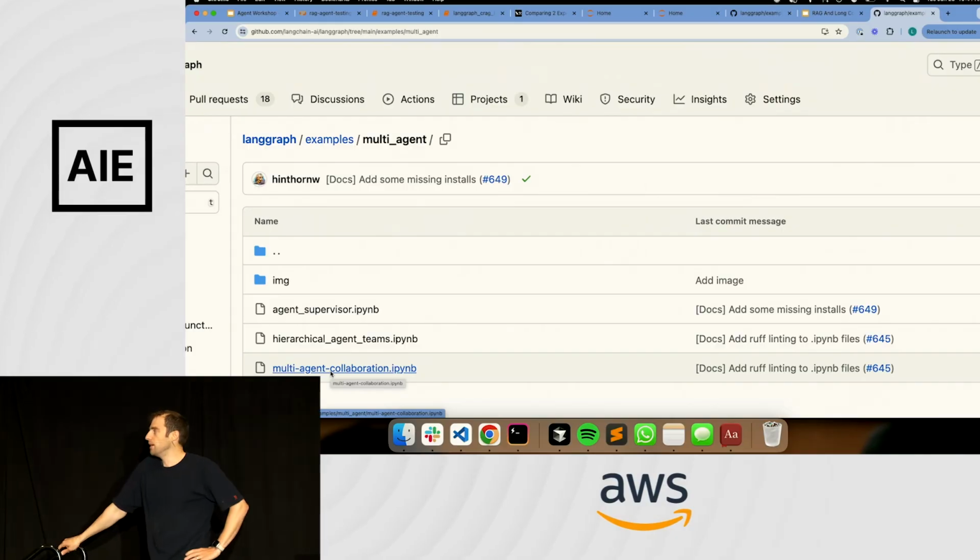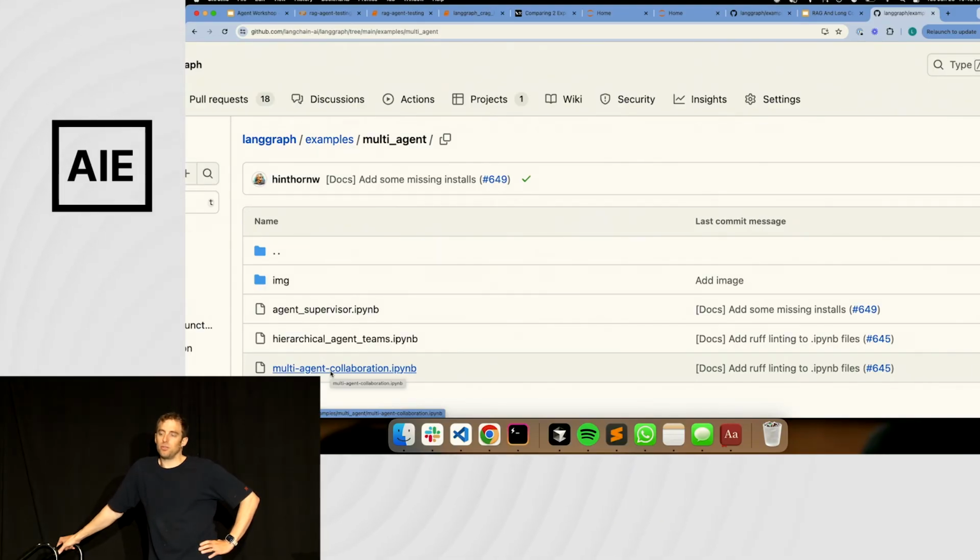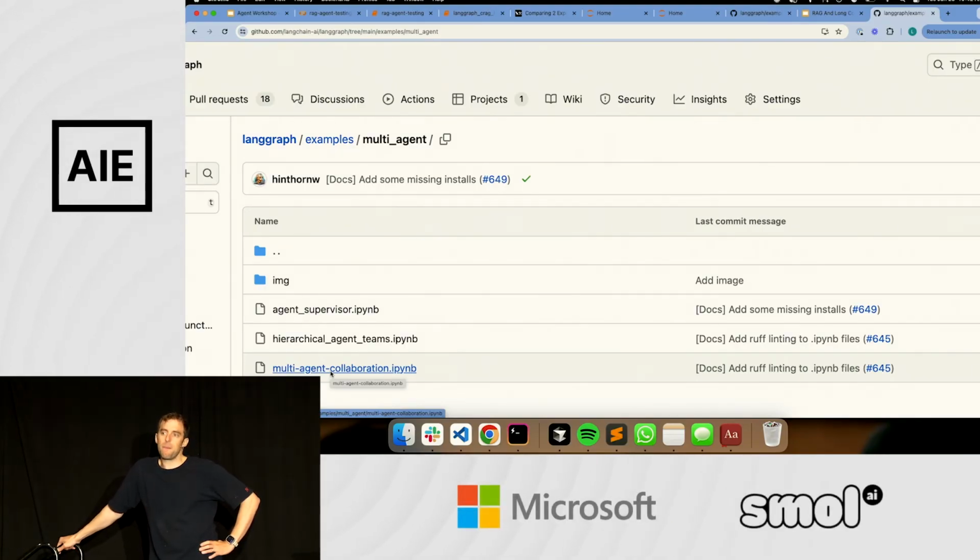So maybe have a look at the Devin repo, or there's OpenDevin. Have a look at these notebooks. Those could all be useful if you want to learn more about multi-agent.